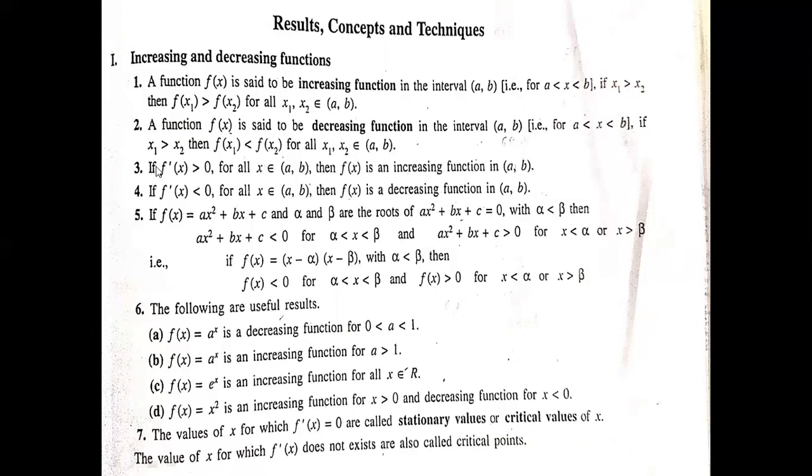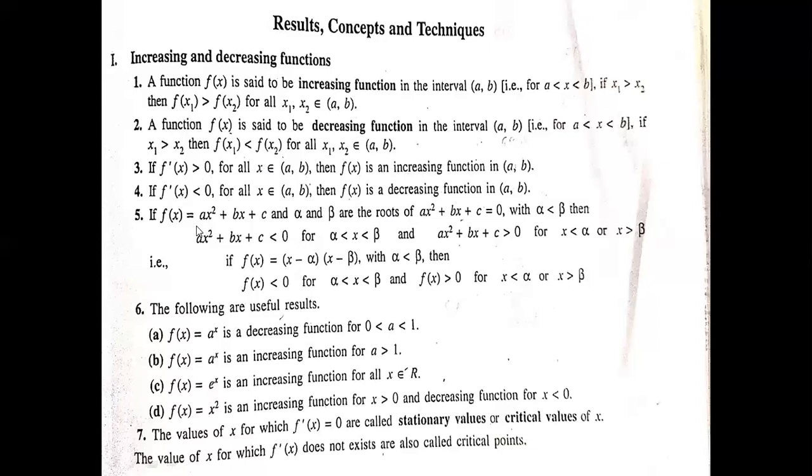Third point, if f dash x greater than 0 for all x belonging to a comma b, we can say that f of x is an increasing function within the interval. If f dash x is less than 0 for all x belonging to a comma b, then f of x is a decreasing function in the interval a comma b. Okay, f dash x greater than 0 means increasing function, f dash x less than 0 means decreasing function.